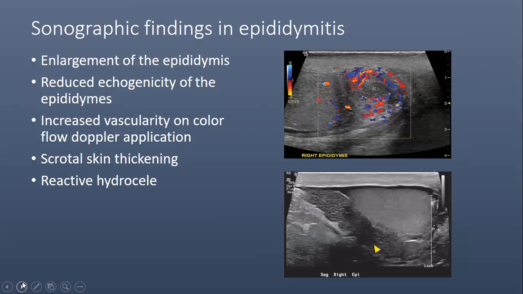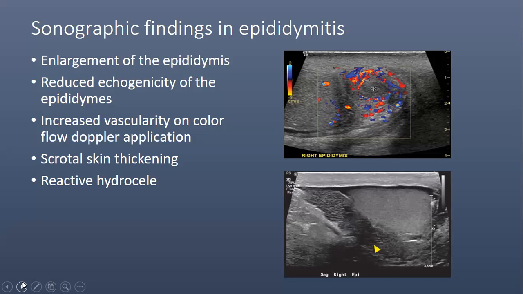So the sonographic signs, of course, one is going to be enlargement of the epididymis. There's going to be reduced echogenicity, or heterogeneity, of the epididymis, increased vascularity on color Doppler application, skin thickening, and then reactive hydrocele. Most of these I don't want to talk about a lot because most of you have encountered them.